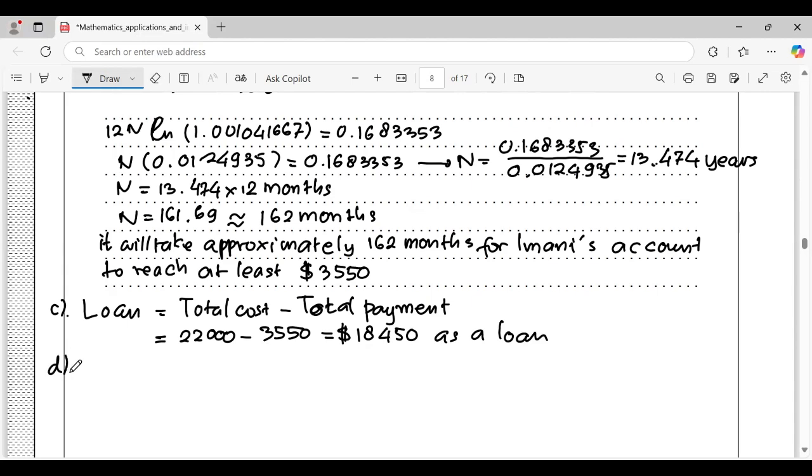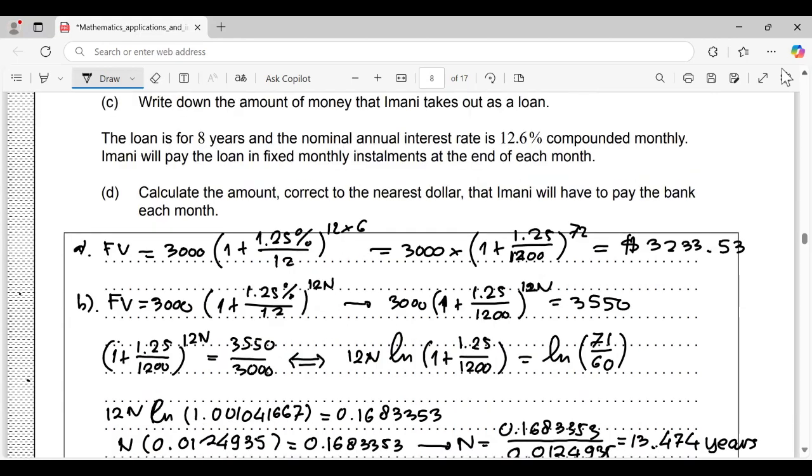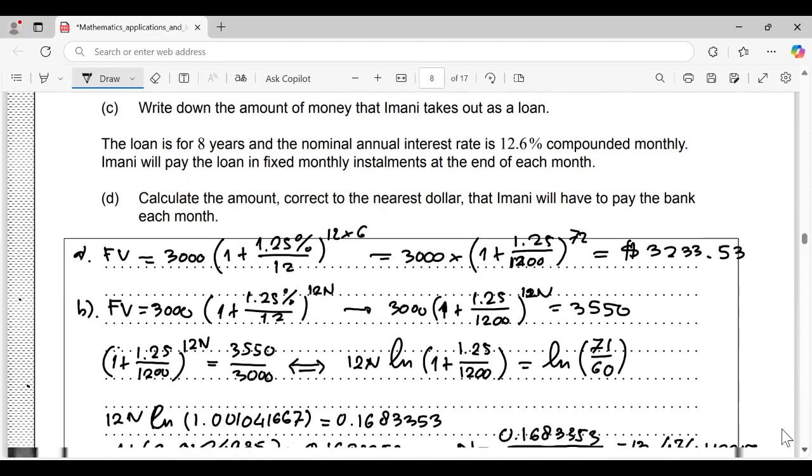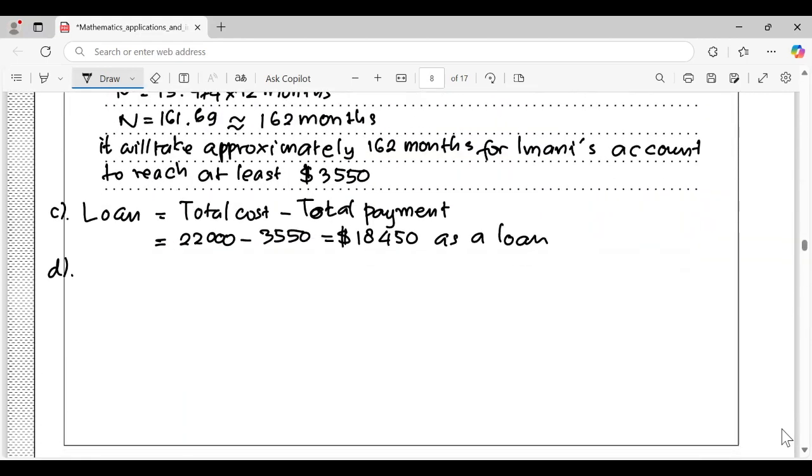Okay, part D. The loan is for 8 years and the nominal annual interest rate is 12.6% compounded monthly. Imani will pay the loan in fixed monthly installments at the end of each month. Calculate the amount, correct to the nearest dollar, that Imani will have to pay the bank each month. Okay, for every month, how much?